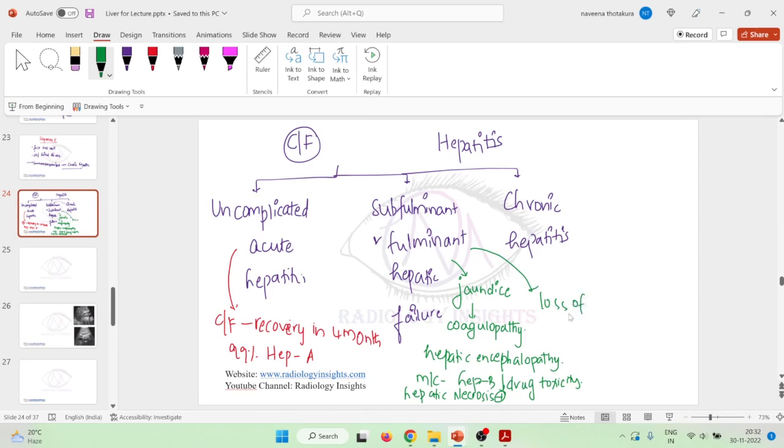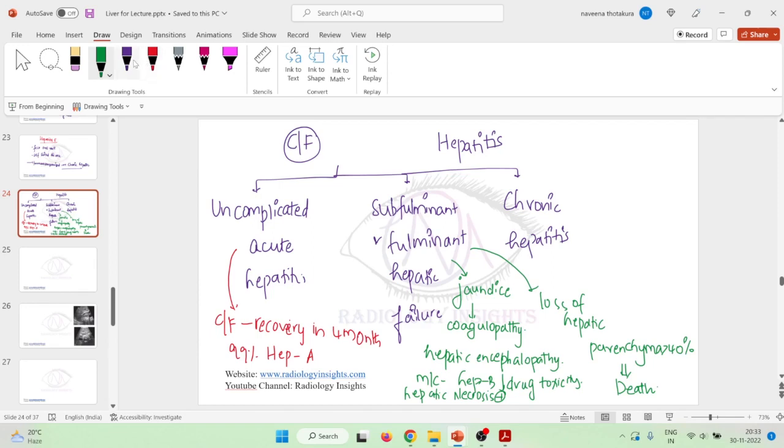If the loss of hepatic parenchyma is more than 40%, this will lead to death of the patient. If the loss of hepatic parenchyma is more than 40%, then this might lead to death of the patient. So this is subfulminant or fulminant hepatic failure.